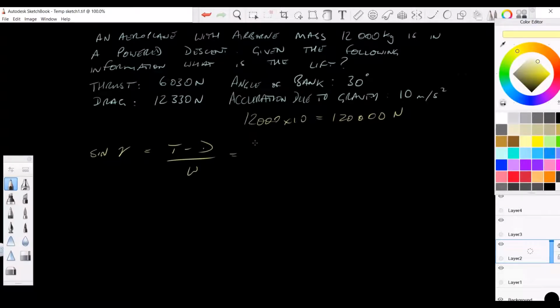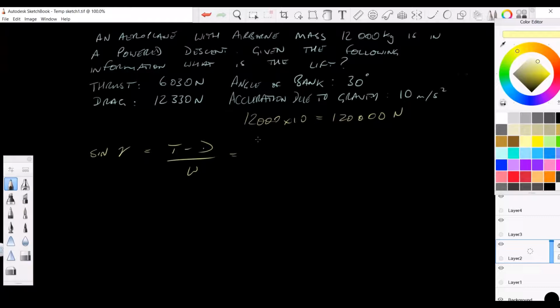Oh yeah, by the way, just a quick note: you will probably have seen this as the angle of climb equation, and some of you may have seen this as drag minus thrust over weight to make an angle of descent equation.